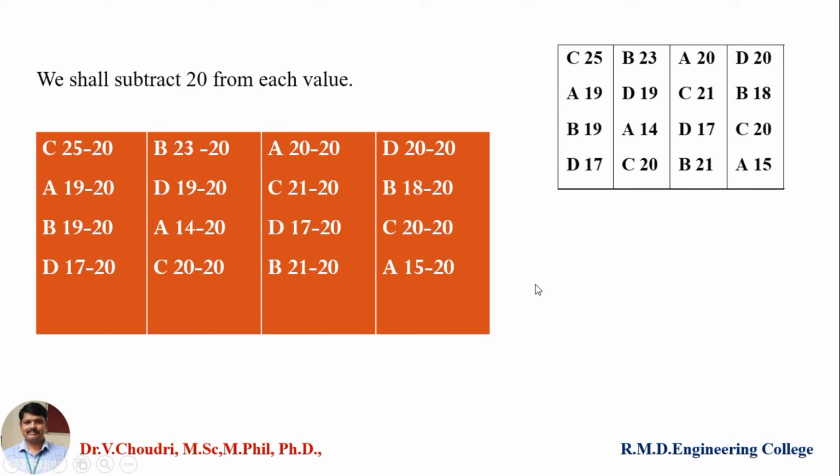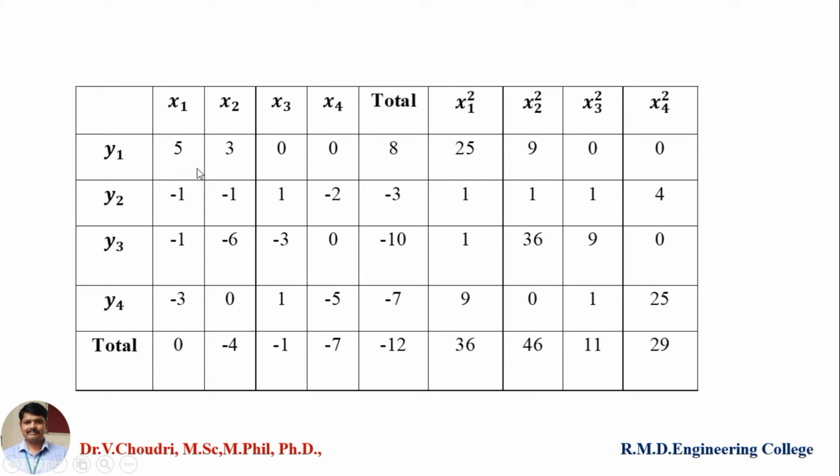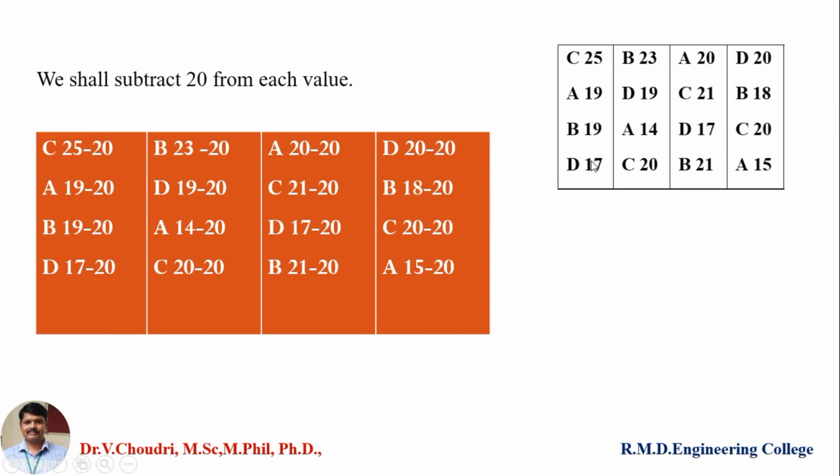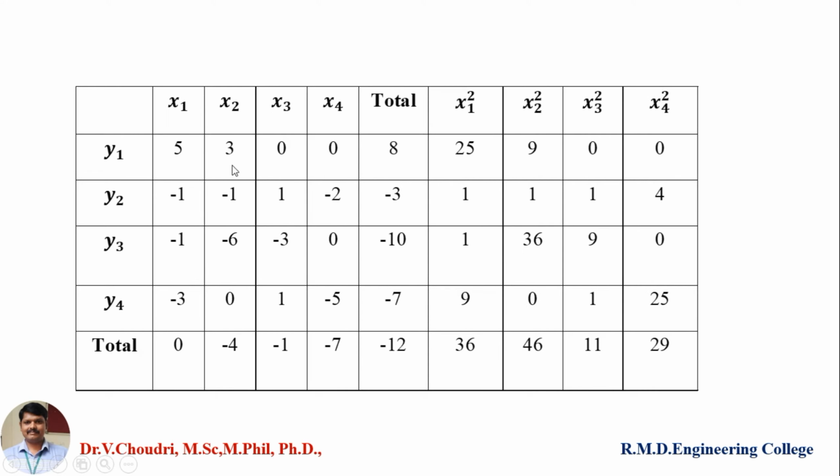So what is the answer? 5, 3, 0, 0, minus 1, minus 1, 1, minus 2, minus 1, minus 6, minus 3, 0, minus 3, 0, 1, minus 5. Now, see, these values become single-digit values like this by subtracting 20.